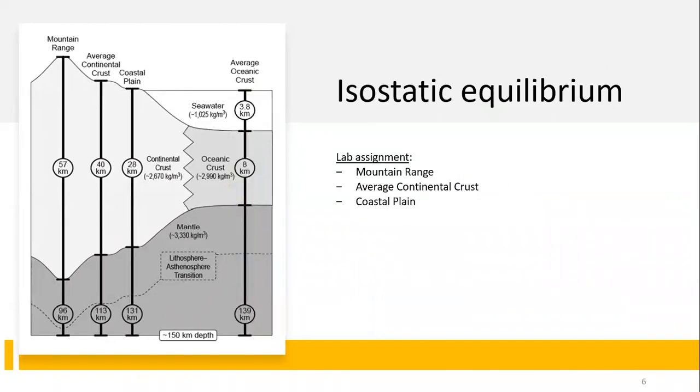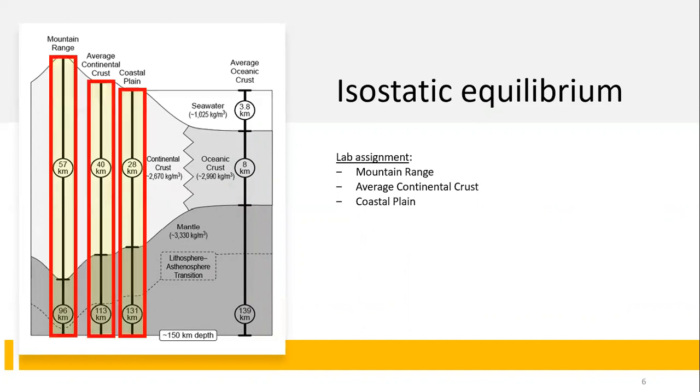In your lab assignment, you'll repeat these steps and calculate the total mass for the mountain range, average continental crust, and the coastal plain columns. Before you work on your lab assignment, let's review some important assumptions. For volume, we are assuming that the column is measured 1 meter squared.